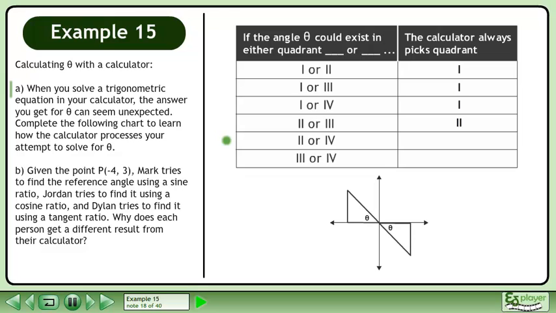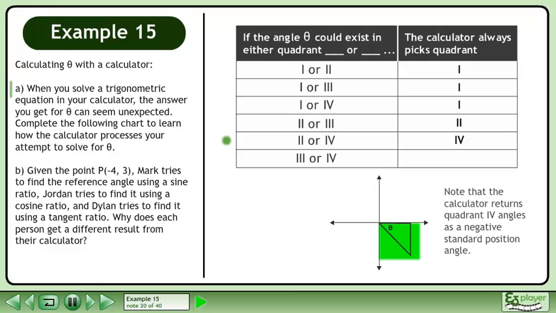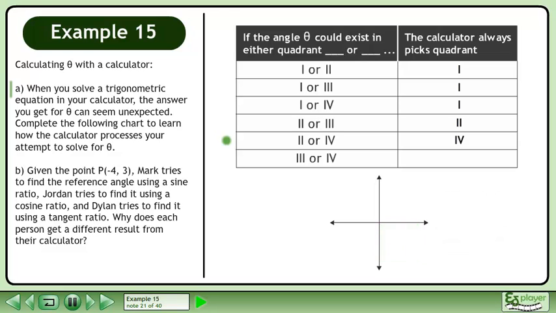If the angle theta could exist in either quadrant 2 or 4, the calculator always picks quadrant 4. Note that the calculator returns quadrant 4 angles as a negative standard position angle. If the angle theta could exist in either quadrant 3 or 4, the calculator always picks quadrant 4.